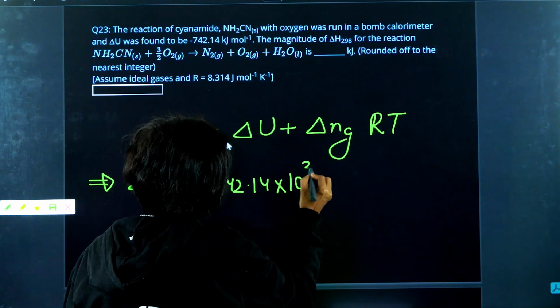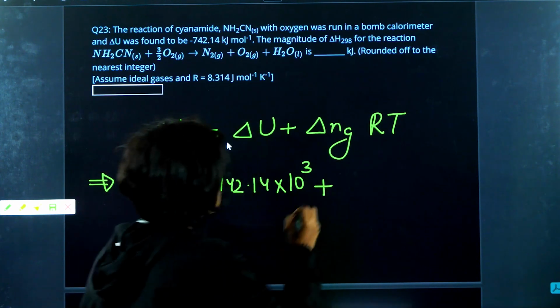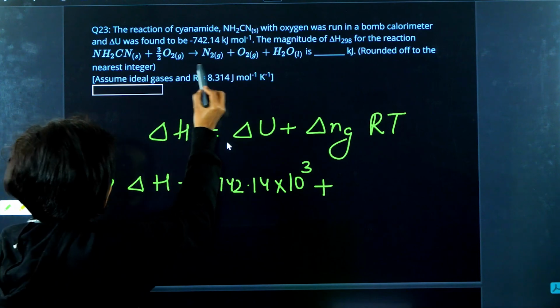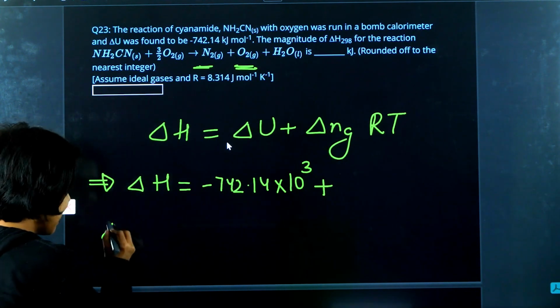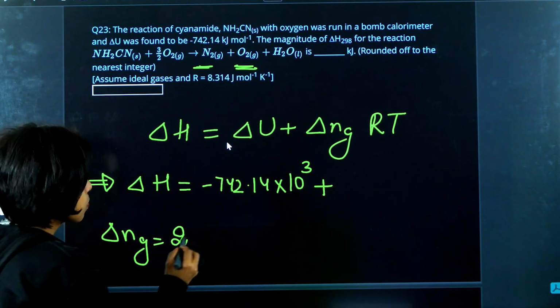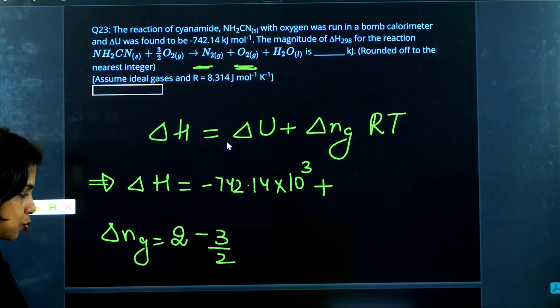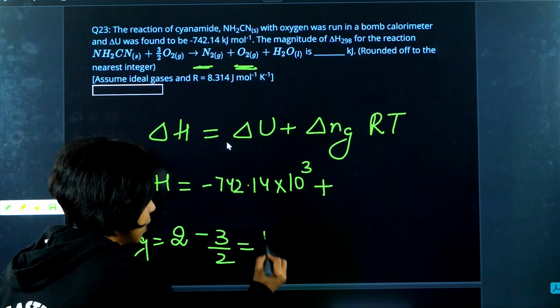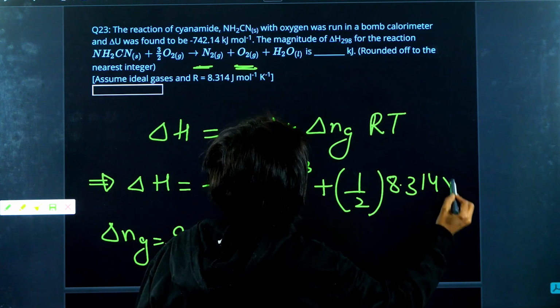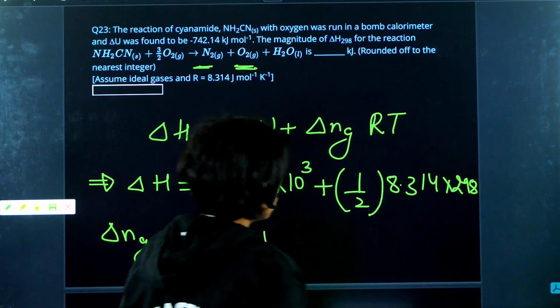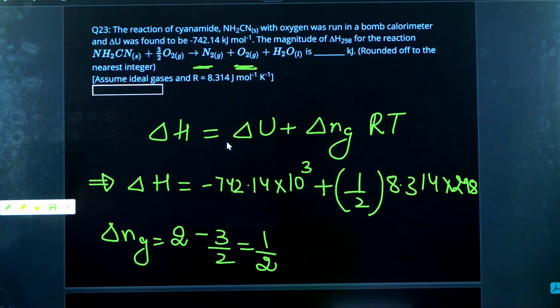742.14 kilojoule. I have converted it into joules. This plus delta Ng RT, where delta Ng is the change in gaseous moles. So on the product side I have 2 gaseous moles and on the reactant side 3 by 2. So delta Ng is product side gaseous moles minus reactant side gaseous moles, right? Yes, so delta Ng value comes out to be half. So half of R, which is given to you. Temperature is 298 Kelvin, right? So just putting all these values, solving correctly, nicely, you can quote your answer. Yes, the magnitude of delta H in kilojoules you are supposed to tell, guys.